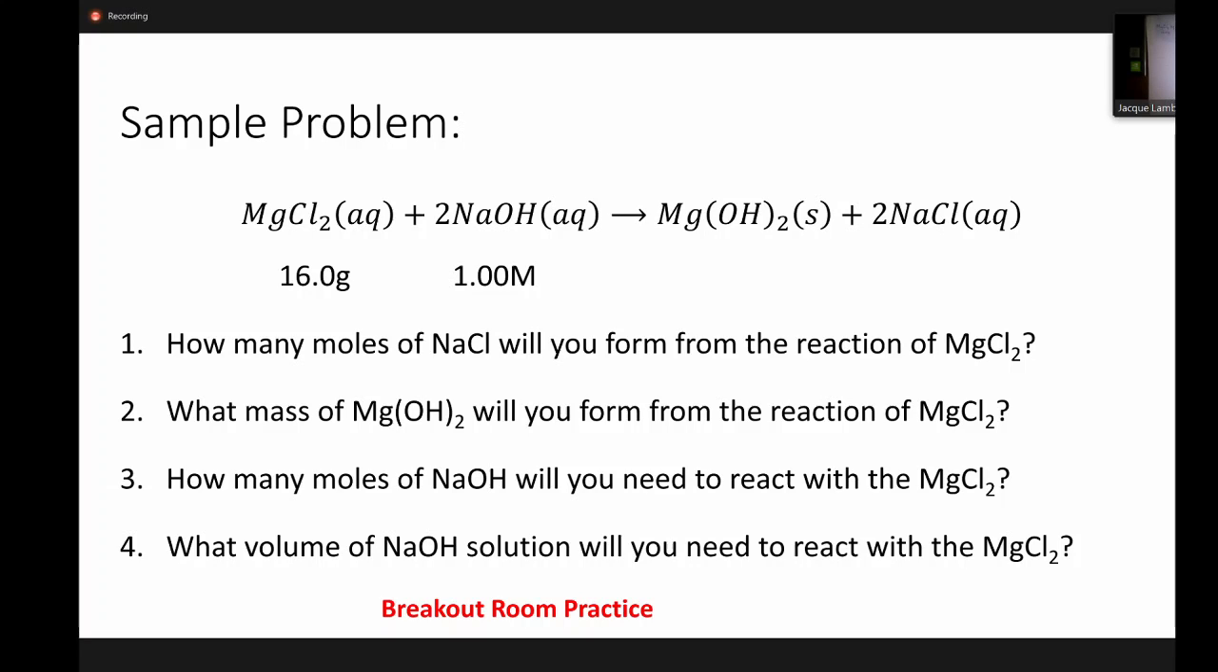So how many moles of sodium chloride will you form from the reaction? So what is the theoretical yield of sodium chloride? That's one question. What mass of magnesium hydroxide will you form from the reaction? What mass of solid product can you collect? That's also a theoretical yield. How many moles of sodium hydroxide will you need to react with the magnesium chloride? So we're asking which of these 2 is in excess. What volume of sodium hydroxide solution will you need to react with the magnesium chloride? So those are the kinds of questions that you could be asked.